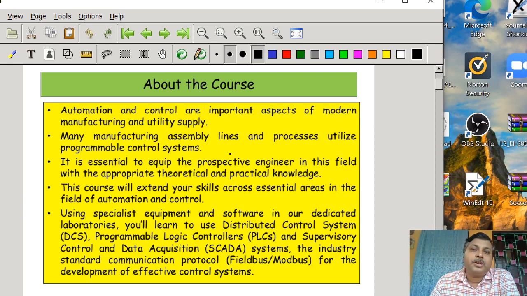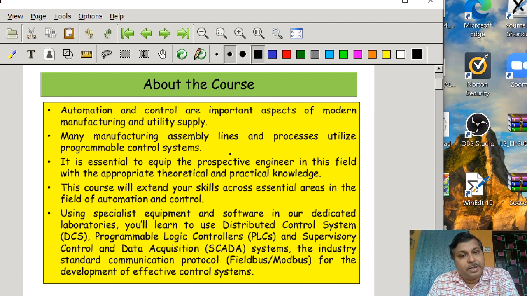Now you know that automation and control are important aspects of modern manufacturing and utility supply industries. So these are the two very important things, automation and control. Many manufacturing assembly lines and processes utilize programmable control systems, so it is essential to equip prospective engineers in the field with the appropriate theoretical and practical knowledge. This course will extend your skills across essential areas in the field of automation and control.